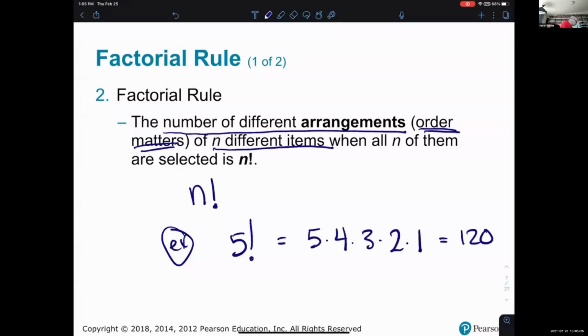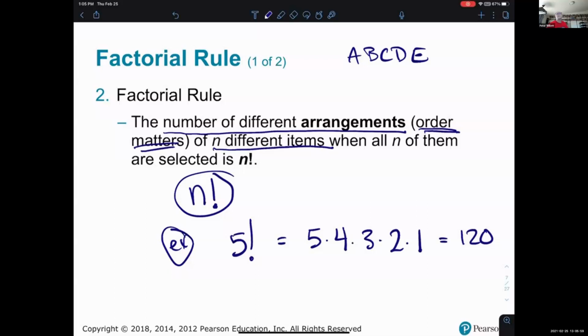So when you see this symbol n factorial, that refers to a calculation using the number n that then gives you a number. And they're telling you by the factorial rule that the number you get is the number of different arrangements in which the order matters. An arrangement is just simply the order in which you list things. So for example, if I have 5 letters like A, B, C, D, and E, then I could talk about the different ways that I list those.